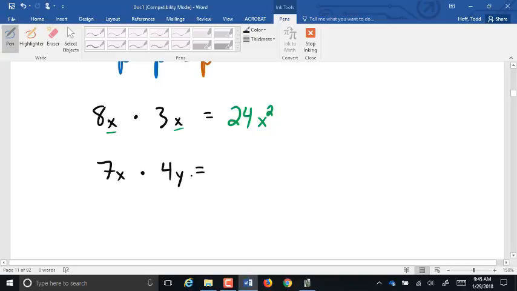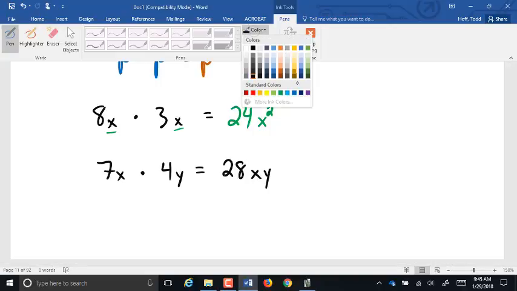Now we couldn't add these together because they have different names, but when we multiply, we don't need the same name. 7x times 4y, we'll combine the count. 7 times 4 is 28. And then we also combine the names. X times y becomes xy.